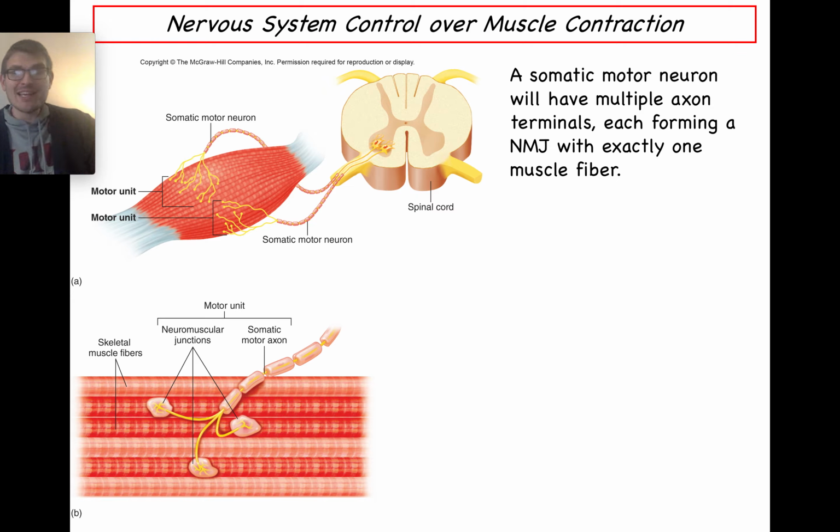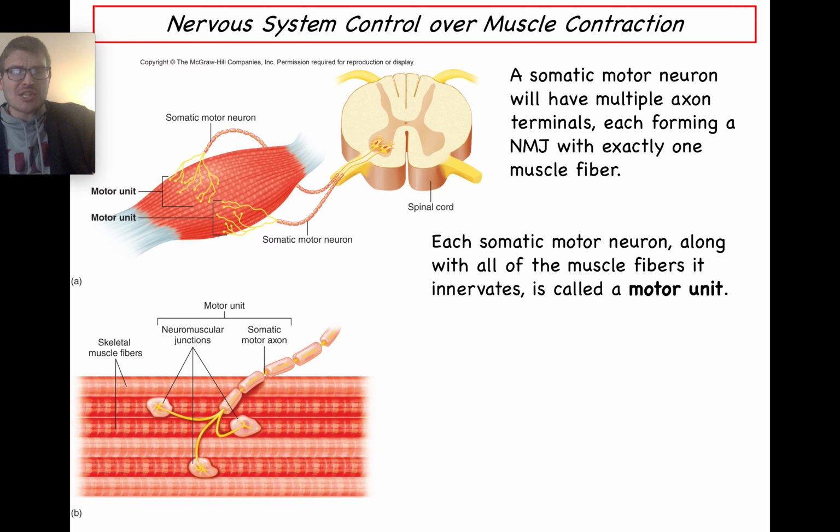And what we're going to see here is that every axon terminal synapses with one singular muscle fiber. So this somatic motor neuron, which has 8 axon terminals, controls simultaneously 8 different skeletal muscle fibers. And then if you look at the other somatic motor neuron, you can see the same is true. If you count all these up, I believe it's 10 axon terminals. So that somatic motor neuron has 10 muscle fibers under its jurisdiction. So this is kind of crazy, right?